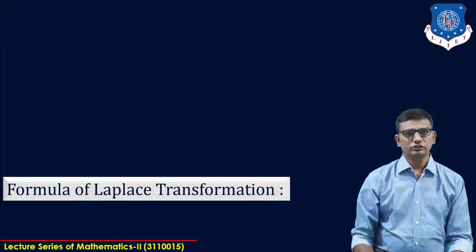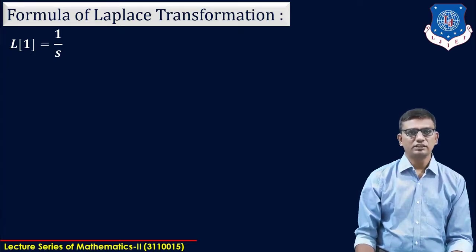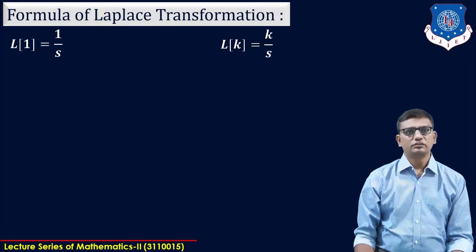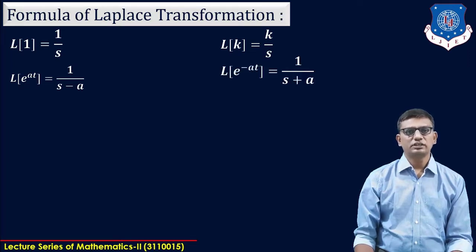Now we will see some formulas of Laplace transformation. Here we have Laplace of 1 is 1 by s, and it is obtained by the definition of Laplace. Similarly, for any constant k, Laplace of k is k by s. We have Laplace of e raised to at is 1 upon s minus a, which is also obtained by taking the definition of Laplace. Now Laplace of e raised to minus at is 1 upon s plus a.